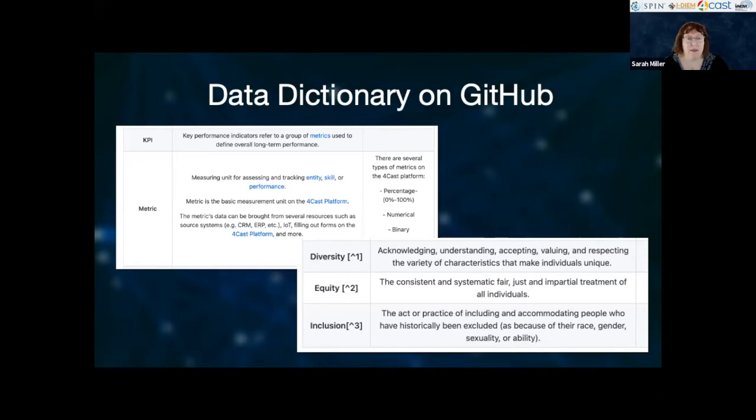right now, it's taking all of this data and making sense of it in some way that is useful to us. When it comes to diversity, when it comes to equity, when it comes to inclusion, that is what this model is doing. So when you start looking at the types of data that are getting pulled in and analyzed, this is what we're looking for. We're trying to understand the diversity component. We're acknowledging, understanding, accepting, valuing, and respecting the variety of characteristics that make individuals unique. How do you tell a computer to do that? That's a challenge. And that's where this model comes in.